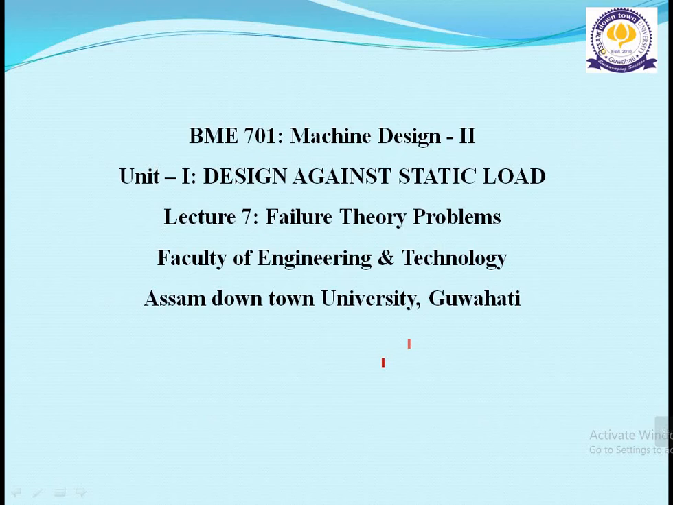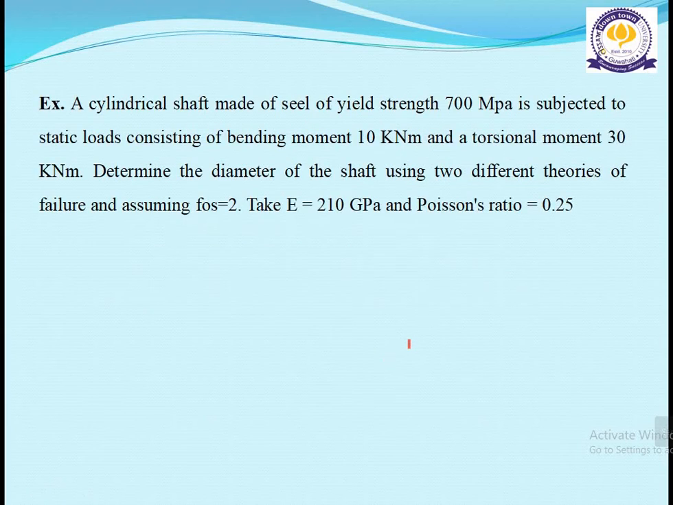Here we are giving the question: a cylindrical shaft made of steel of yield strength 700 megapascal is subjected to static loads consisting of a bending moment of 10 kilonewton meter and a torsional moment of 30 kilonewton meter. Determine the diameter of the shaft using two different theories of failure, assuming factor of safety is equal to 2. Take E equal to 210 gigapascal and Poisson's ratio equal to 0.25.